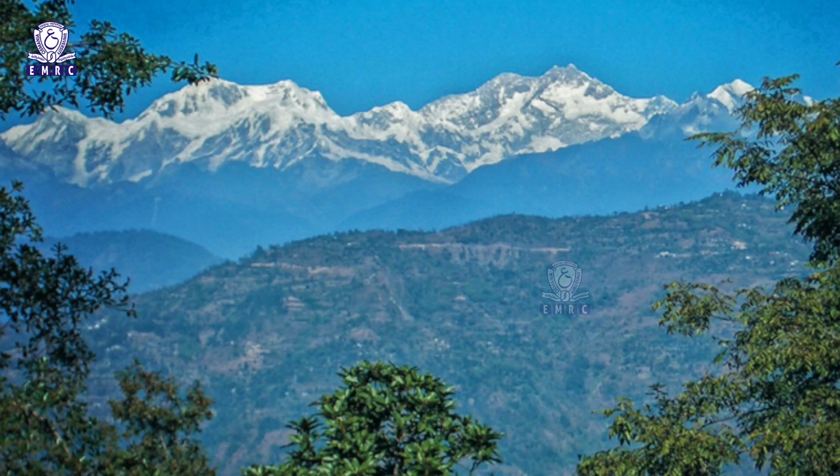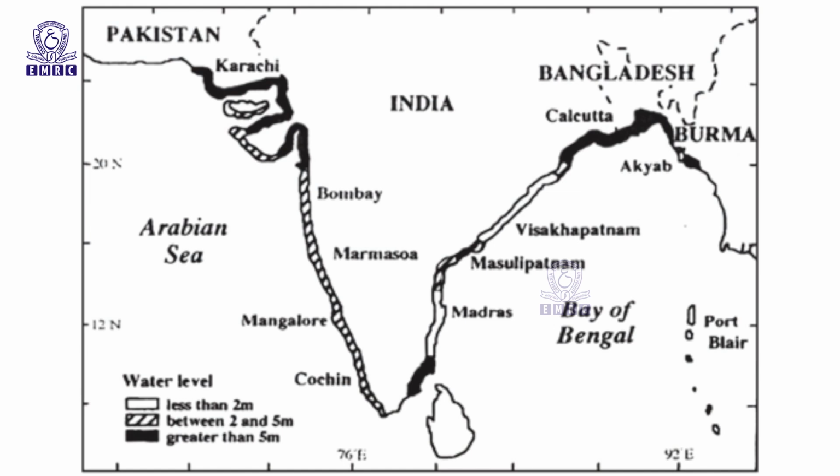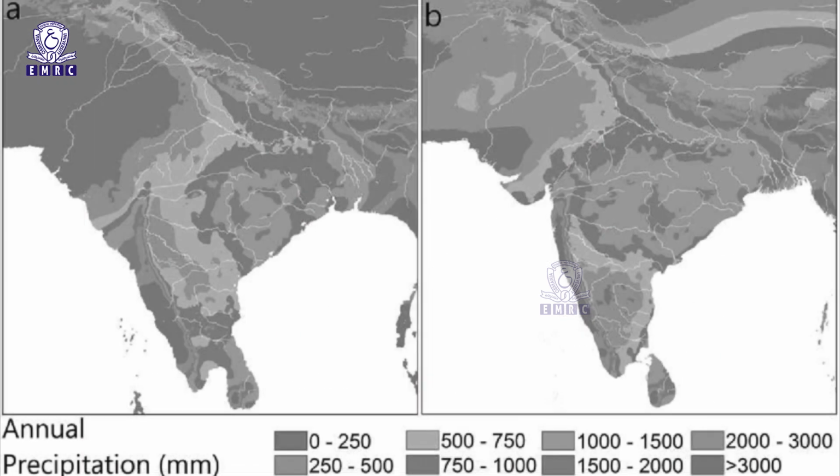Now let's look at the climatic regions of India. India is often referred to as a country with tropical monsoon type of climate. The large size of India, its latitudinal extent, the presence of Himalayas in the north and the Indian Ocean, Arabian Sea and Bay of Bengal in the south have resulted in great variations in the distribution of temperature and precipitation in the subcontinent of India.